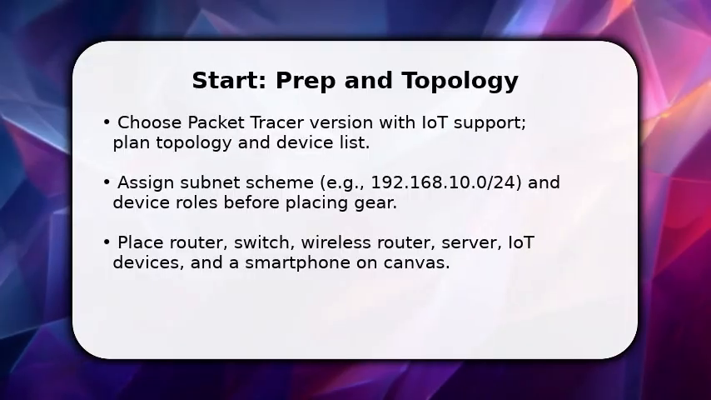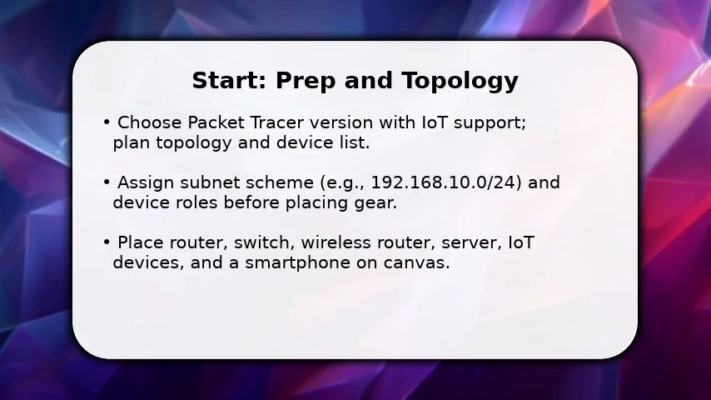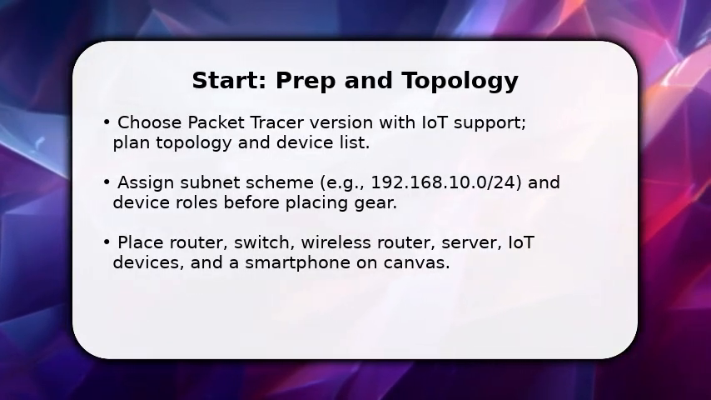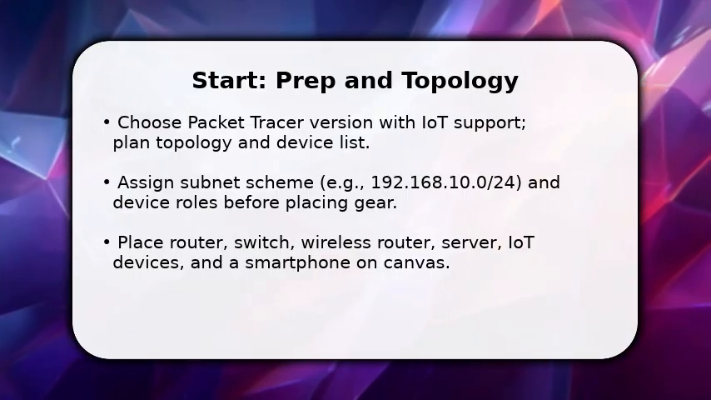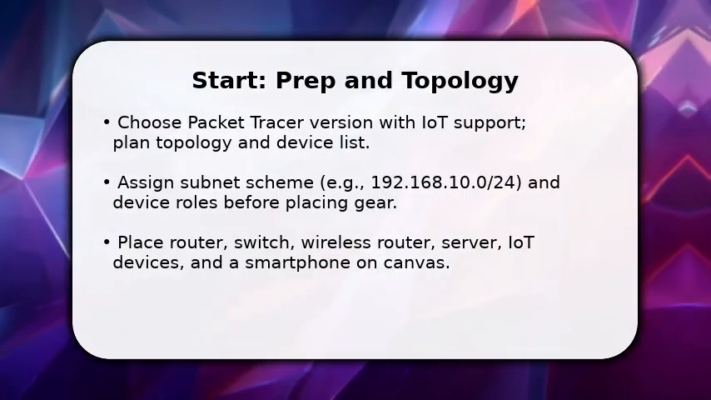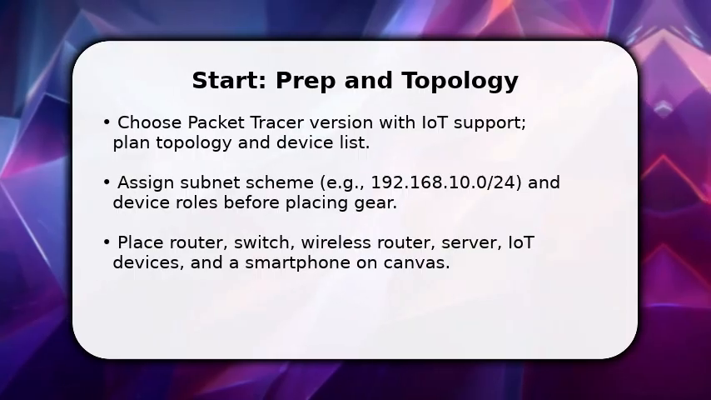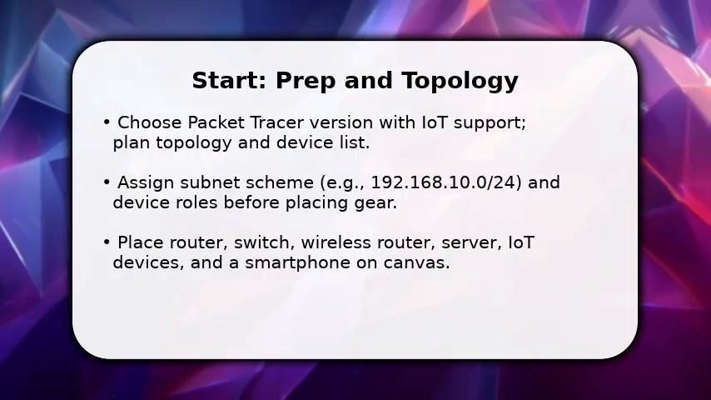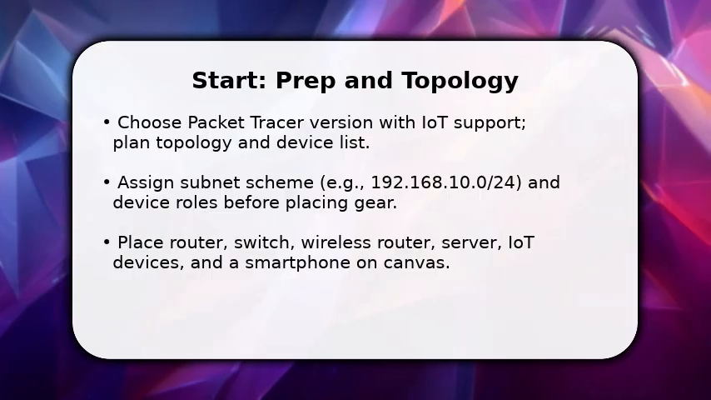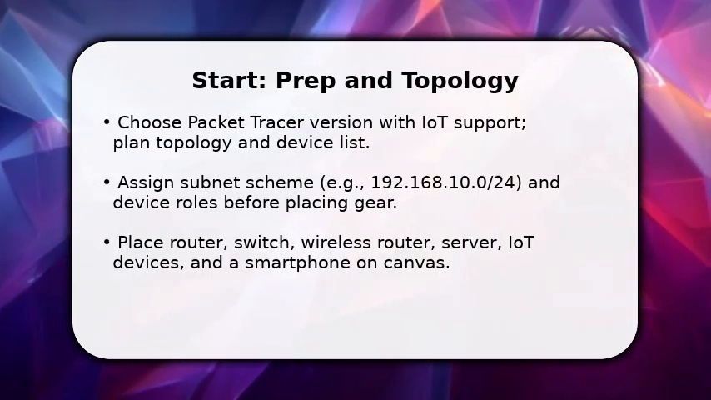You start by opening Packet Tracer and selecting the build with EOT objects. This matters because some features only appear in newer builds. Once done, sketch a simple topology. One edge router, a managed switch, a wireless access point, a local server, and your smart devices plus a smartphone.